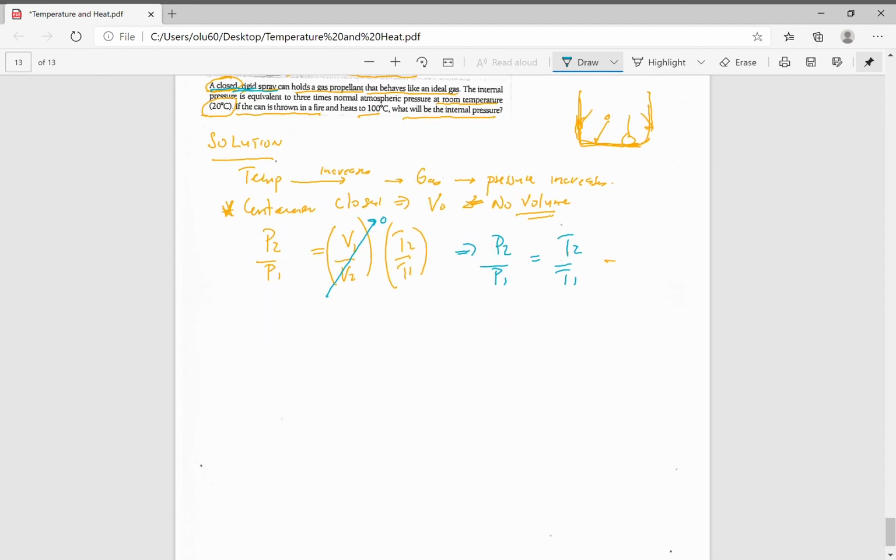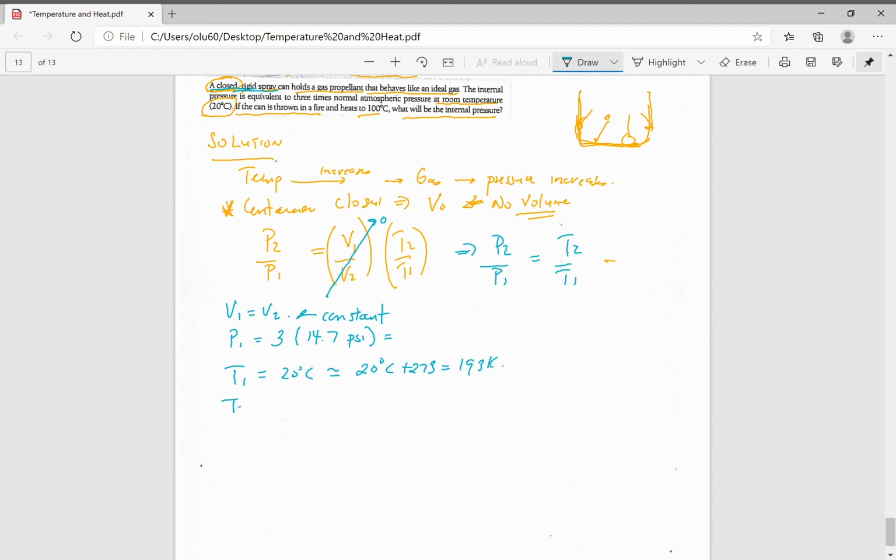Now, with that being said, I can say V1 equals V2. Now my P1, again, is constant. My P1, they told me, is 3 times the normal atmospheric pressure. And atmospheric pressure is nothing more than 14.7 pounds per square inch, PSI. And then our temperature, T1, happens to be 20 degrees Celsius, which we want to convert to Kelvin, which is going to be 20 degrees Celsius plus 273 equals 293 Kelvin.